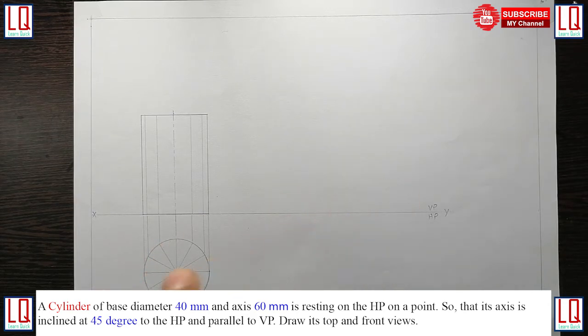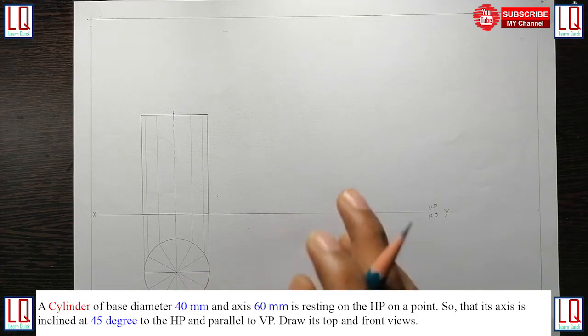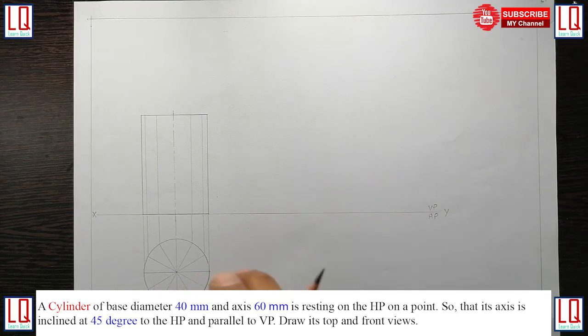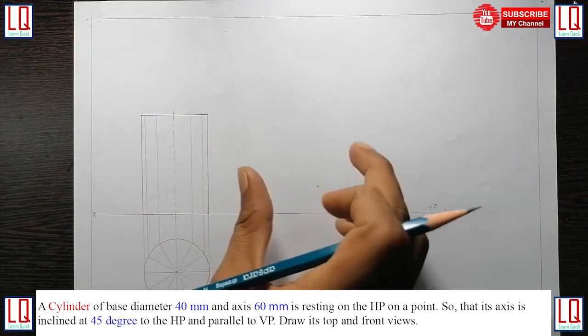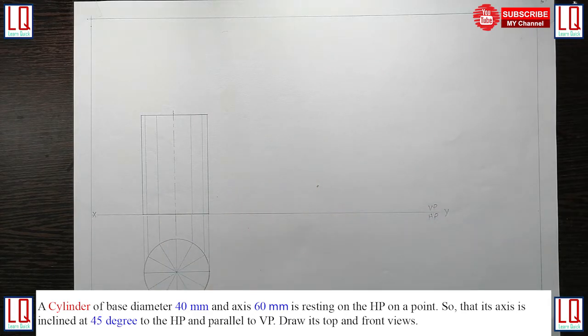In part 3 of the question, it is given the axis is inclined at 45 degrees to HP and parallel to VP, draw its top and front view. When I incline this cylinder, at what angle do I have to incline it? It is given as 45 degrees in the question. So in the front view, this shape has to be inclined at 45 degrees with respect to its axis. After inclination, I have to draw the final top view and the final front view.